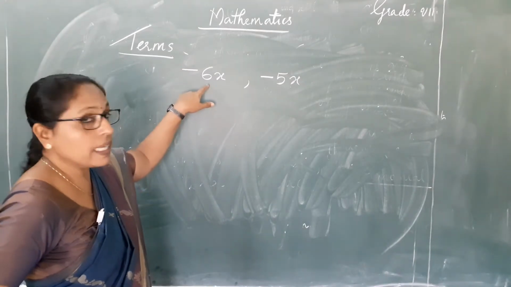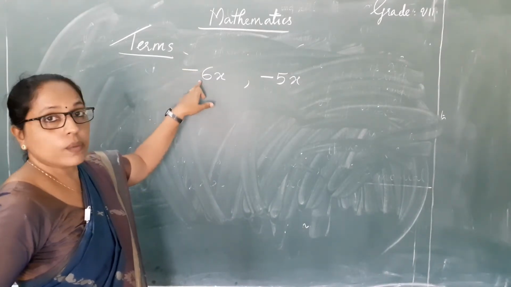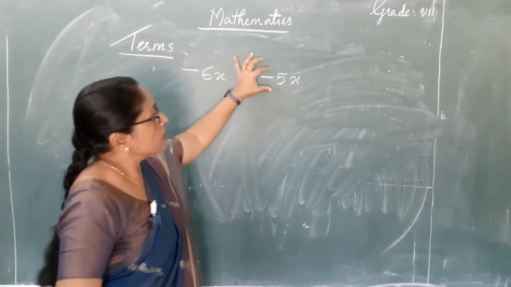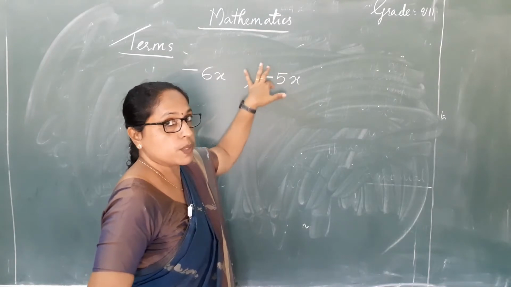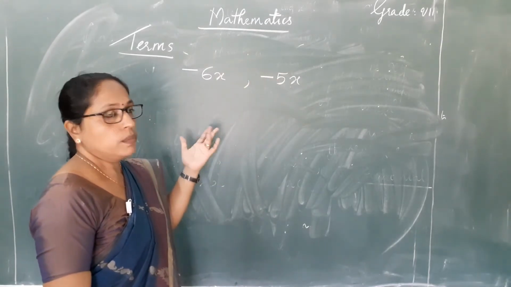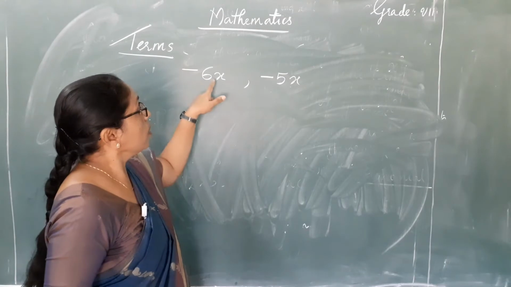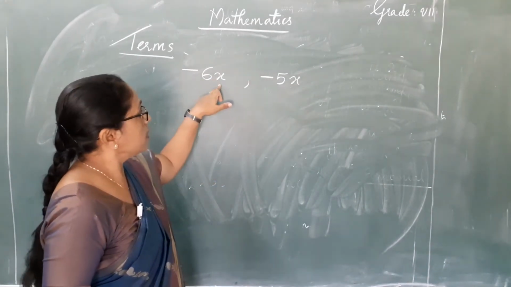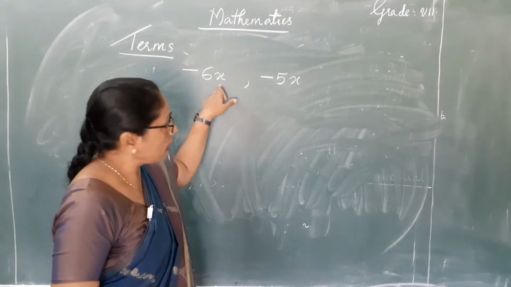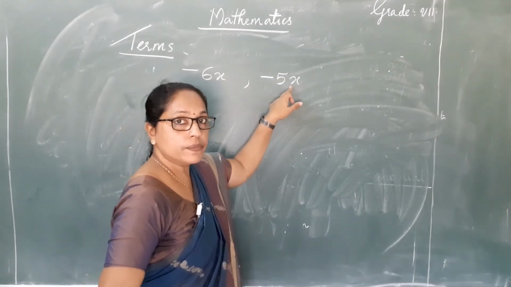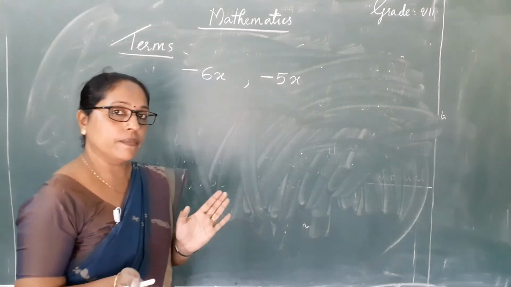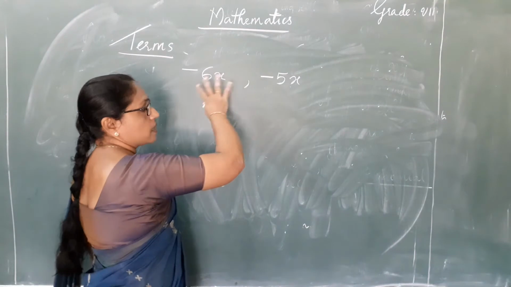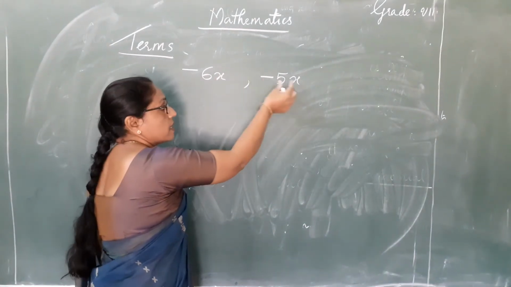What are the numerical coefficients here? Minus 6. And what is the numerical coefficient here? Minus 5. Are they same? No, they are different. Now look at the variables, literal coefficients. What is the literal coefficient here? x. And what is it here? x. Are they same? They are exactly the same, isn't it? So those literal factors are same.